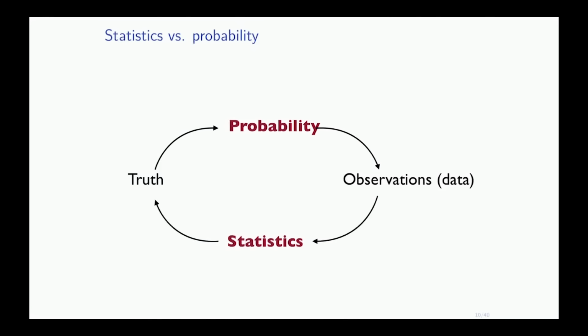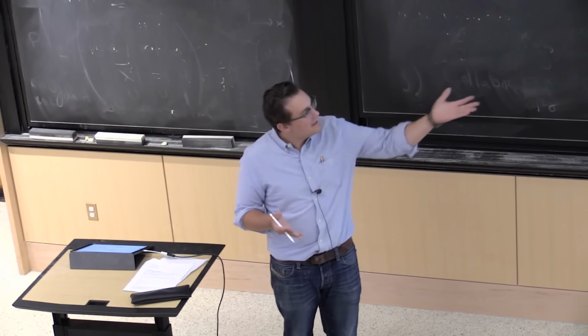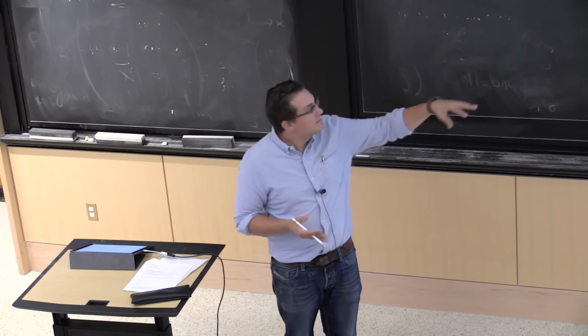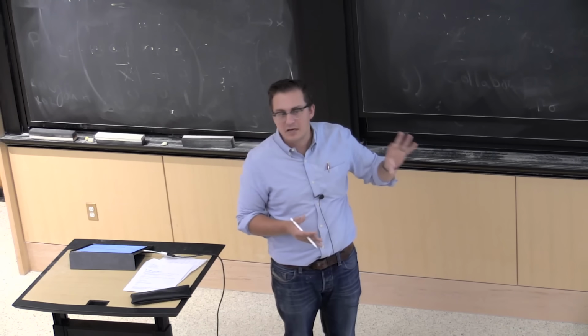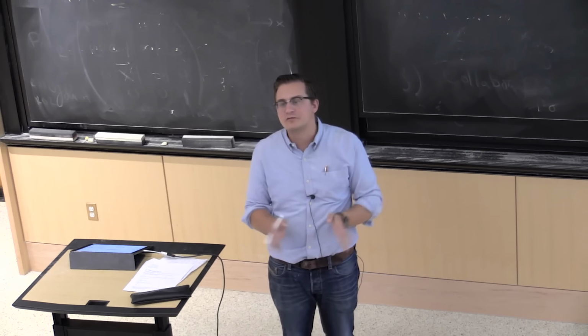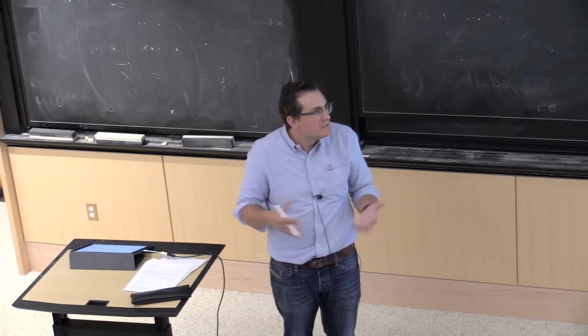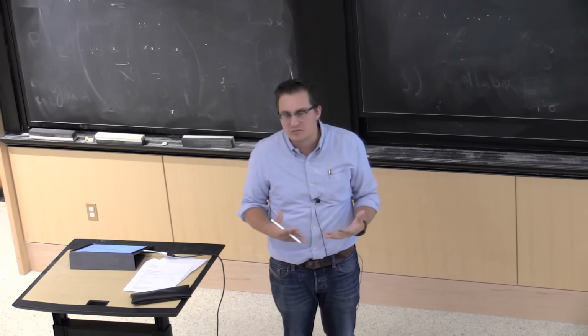Statistics is about going backwards. It's saying, if I have some data, what was the truth that generated it? And since there are so many possible truths, modeling says you have to pick one of those simpler possible truths so that you can average out. Statistics basically means averaging. You're averaging when you do statistics.